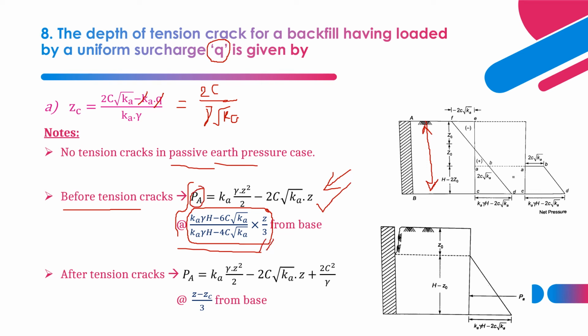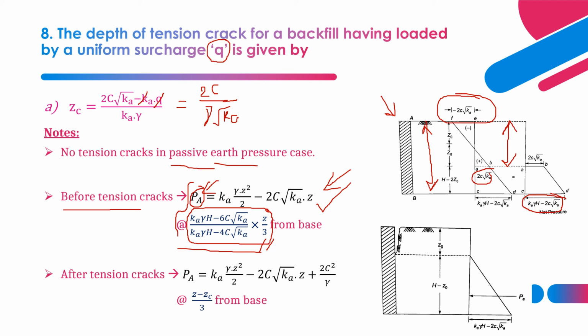There is no stratification. Before tension cracks, this will be the relation, and at this depth this Pa value will be acting. And this is the representation for before tension crack formation, how the earth pressure will be varying. Here minus 2c root Ka, and this depth is the unsupported vertical height, that is 2c by gamma root Ka, Zc or Z naught, and the net pressure will be Ka gamma H minus 2c root Ka. And this is the thrust value, that is the force per unit meter run, that is Ka gamma z square by 2 minus 2c root Ka z.